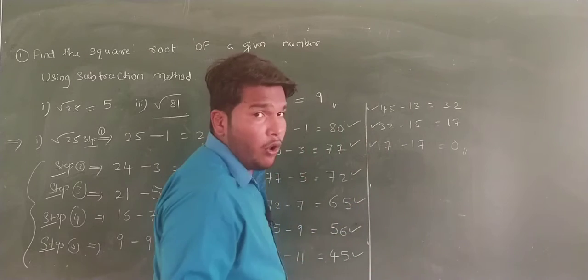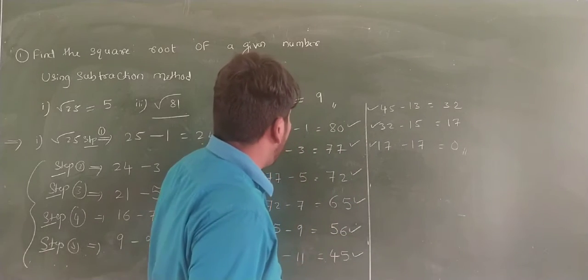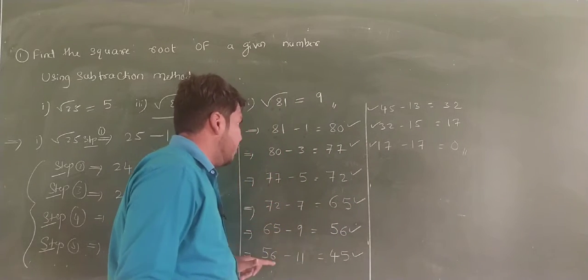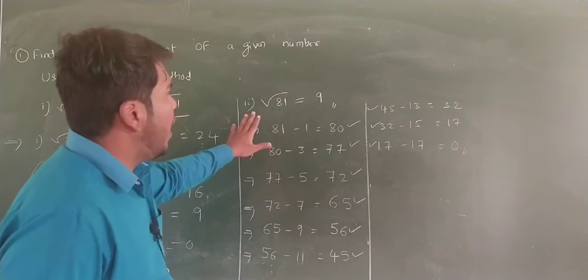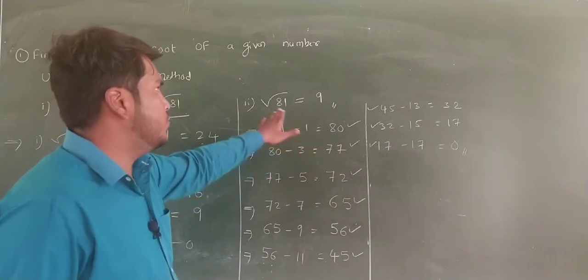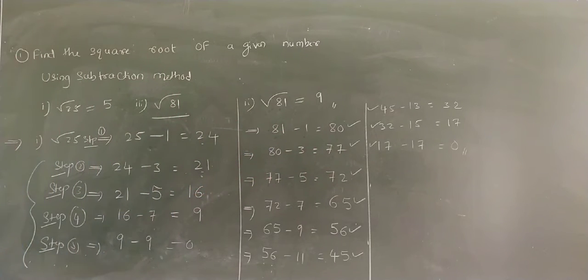Now we have to count how many steps it has taken. 1, 2, 3, 4, 5, 6, 7, 8, 9. So in total there are 9 steps to get this answer, that is 81 minus 81 equal to 0. That is, root of 81 is equal to 9. I hope you understood the subtraction method.